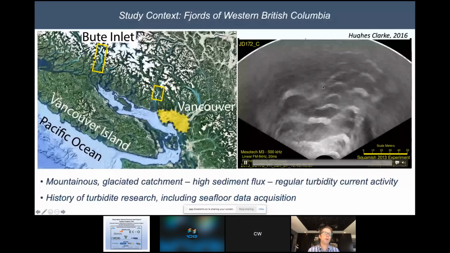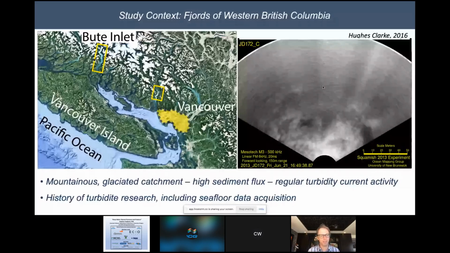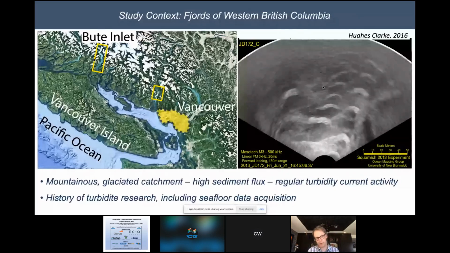So I'm not here to show you too much about Squamish. It's more just the example to demonstrate, hey, this is a pretty special area in terms of observing processes in the near surface products, right?